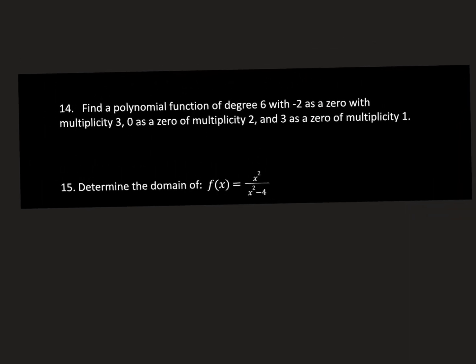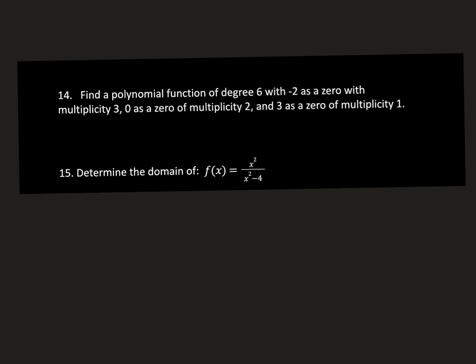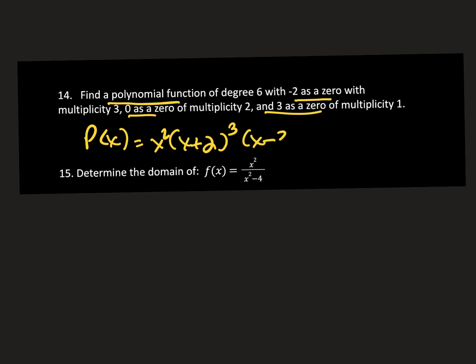14, done this one a bunch of times. Don't forget this, you'll get a point off when I'm doing this. This is find a polynomial function. So you need to put p of x, f of x, whatever of x you want, but make sure you write it as a function. Okay, it says of degree 6, that's a bunch of x's, with -2 as a 0 with multiplicity 3. So I'm going to go -2 would be x plus 2. Multiplicity 3 means x plus 2 cubed. 0 is a multiplicity 2, that's just the x squared. And 3 is a 0 multiplicity 1. 3 will come from x minus 3, the exponent will be 1, don't have to write that. You're fine, just leave it like that.